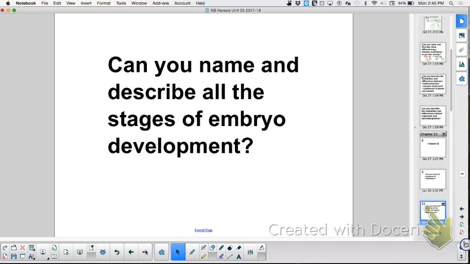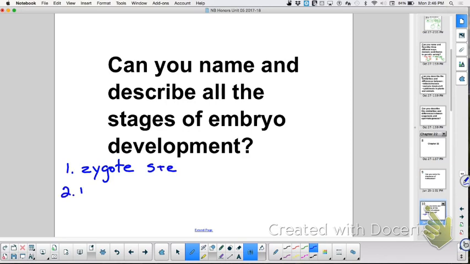Can you name and describe all the stages of embryo development? Yes, we can. We can start off. What's the number 1 stage? Zygote. Okay, that's once you have sperm plus egg, right? I'm just going to put S plus E. Okay, what's number 2? Morula. What's the morula? A solid ball of cells. Good. So it is no bigger than the original zygote, because it just does a bunch of mitosis really rapidly, and it doesn't allow for G1. What is G1? Growth. Yeah.